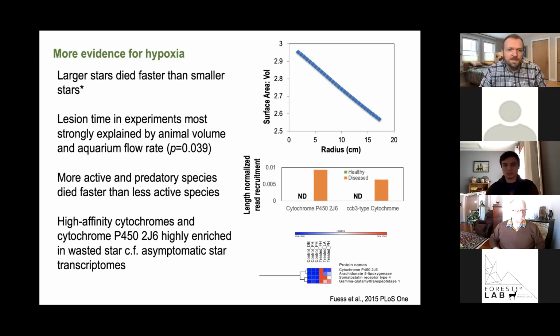than less active species. And then when we started to look at some of the transcripts themselves from the host, what we found is that high oxygen affinity cytochromes, particularly this one, P452J6, was highly enriched in wasting star compared to asymptomatic transcriptomes in at least 2 different studies, right? So this is some genetic evidence that in fact, this disease is a result of oxygen starvation.